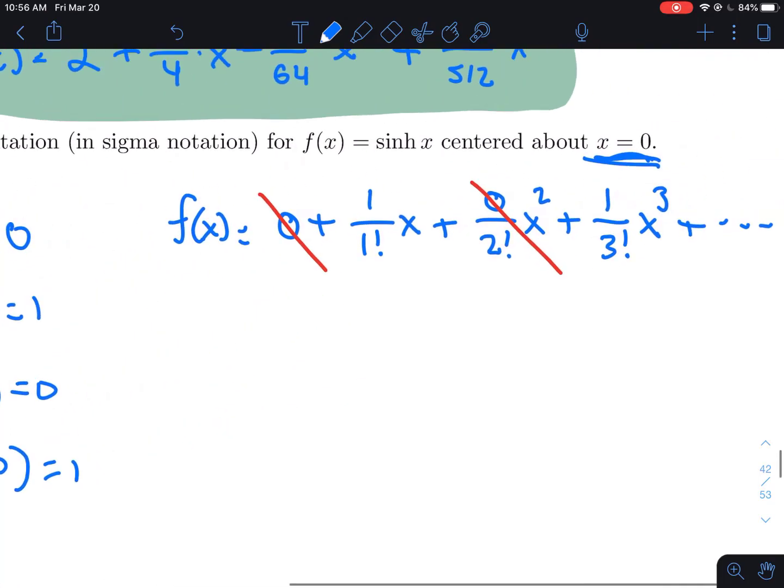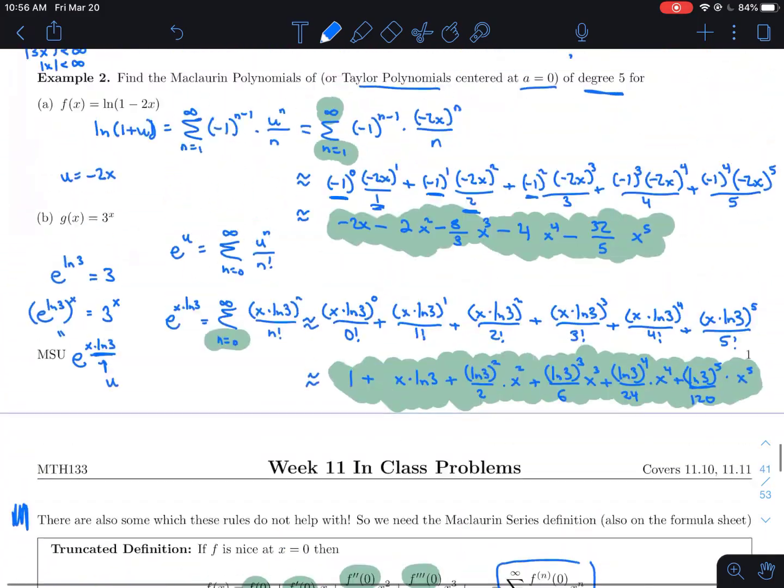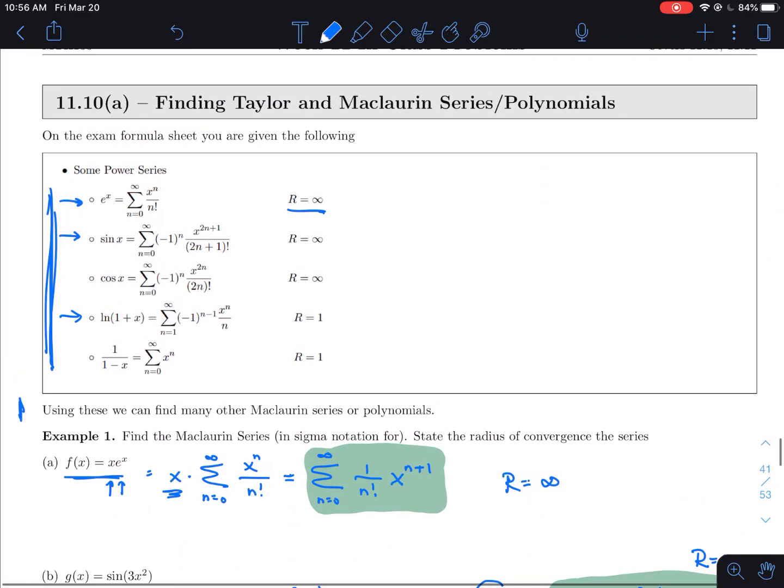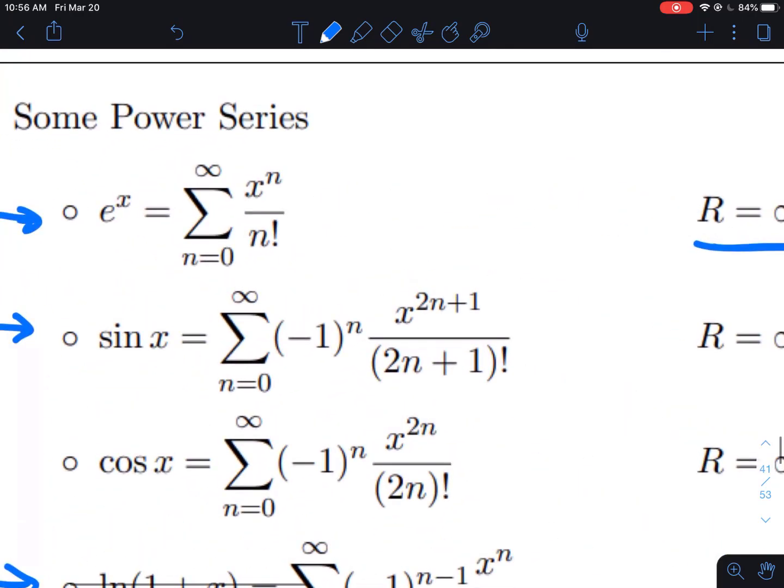And so this actually reminds me of one of these that we had back in our video notes. Maybe it's a little bit harder to see in its expanded form just by looking at sigma notation, but sine has the same thing where it only has odds, 2n plus 1 divided by 2n plus 1 factorial. But the big thing here is that it's alternating.